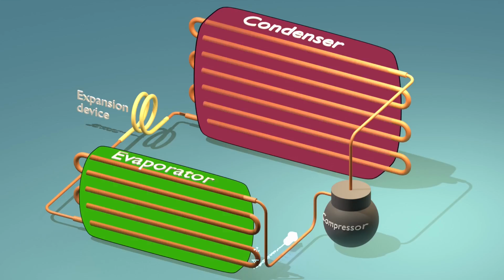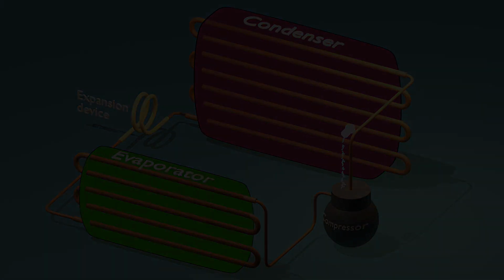The compression process. The low-pressure, low-temperature refrigerant vapor enters the compressor. The compressor is a mechanical device that increases the pressure and temperature of the refrigerant vapor. Work is done on the refrigerant during this process. The refrigerant leaves the compressor as a high-pressure, high-temperature vapor.